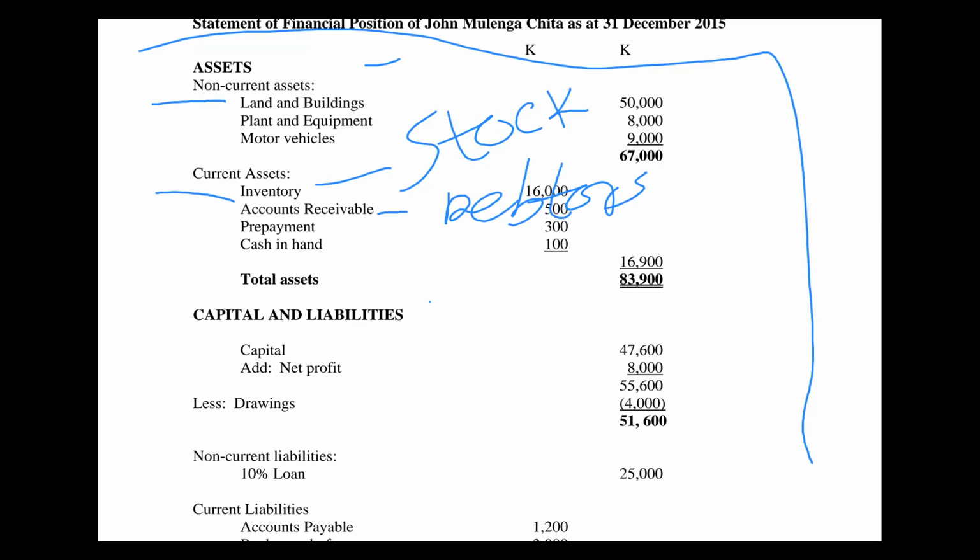They owe you. Then prepayment is an asset, which simply means you pay in advance. Take, for example, you pay for rent in advance, or you pay your workers in advance. Whenever you make payments in advance, those are called prepayments. You really need to pay attention and understand the financial statements.